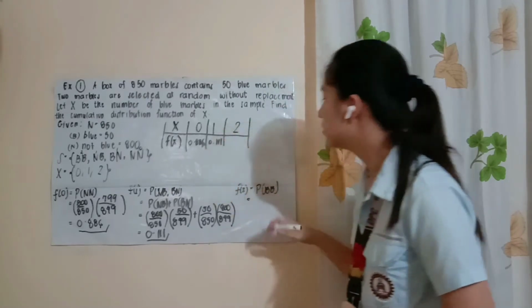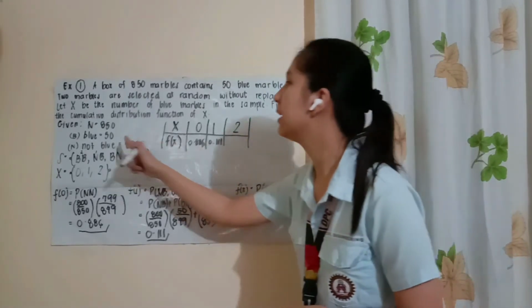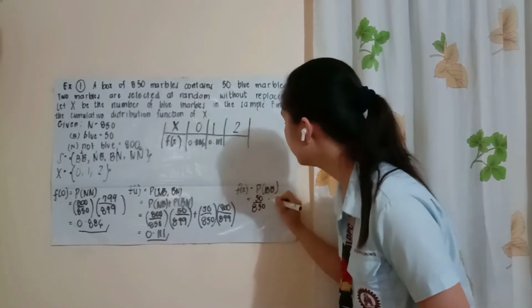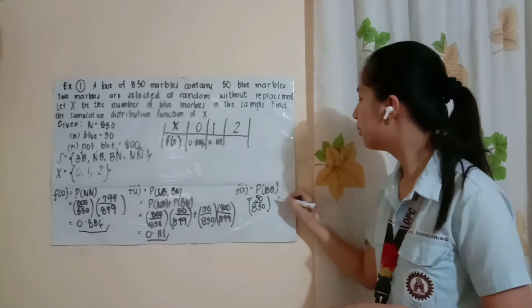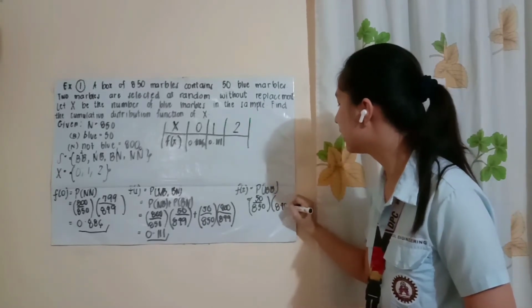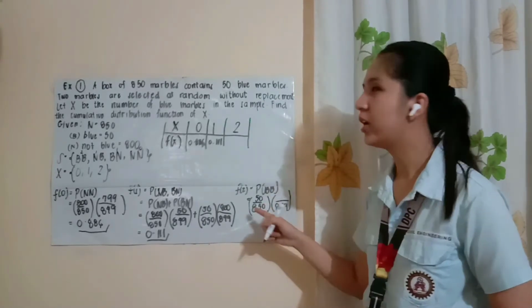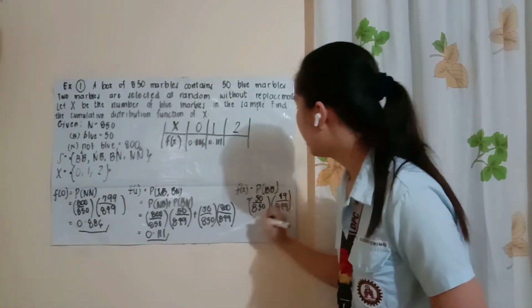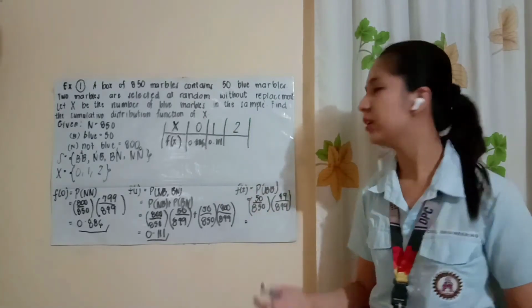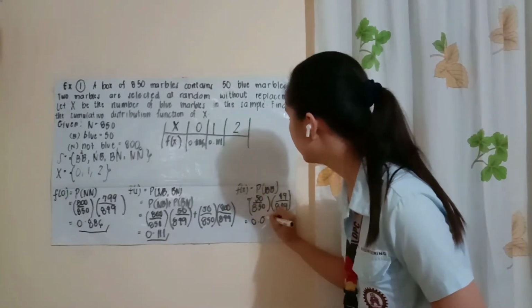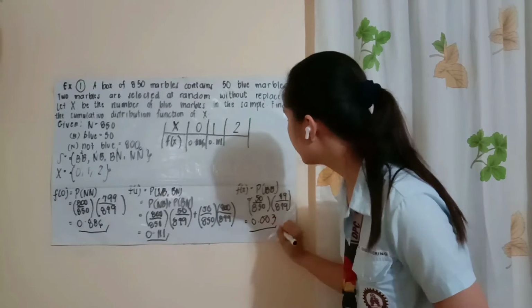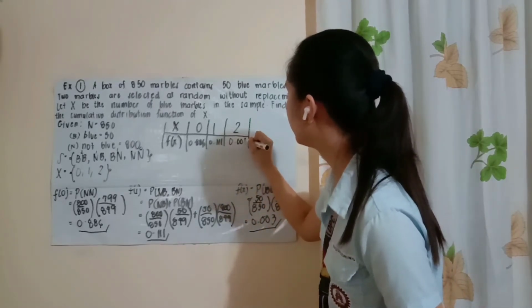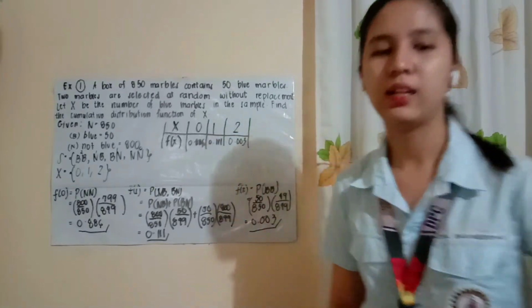So, ilan ba yung probability of B? That's 50 over 850 times, since nagbawas na tayo ng isa, magiging 849 na lang. And since sa blue tayo kumuha nung una, mababawasan din siya, magiging 49 na lang. And when we multiply the two, we will get 0.003. So, ito na yung magiging probability for our value 2: 0.003. So, burahin lang natin.